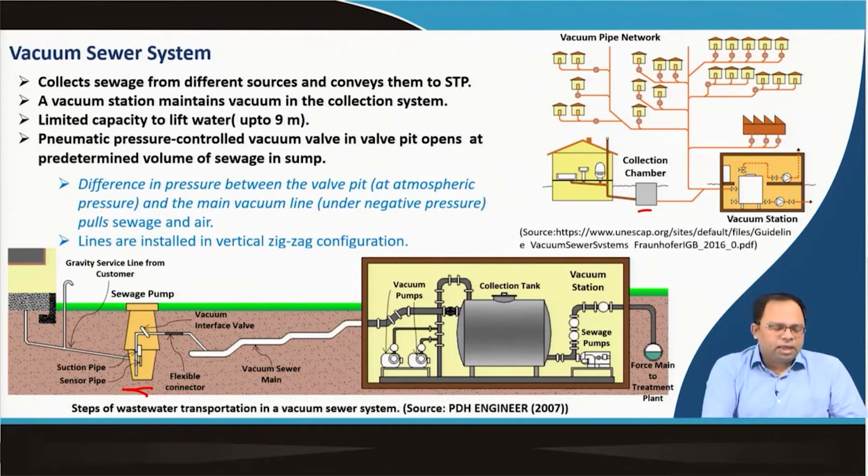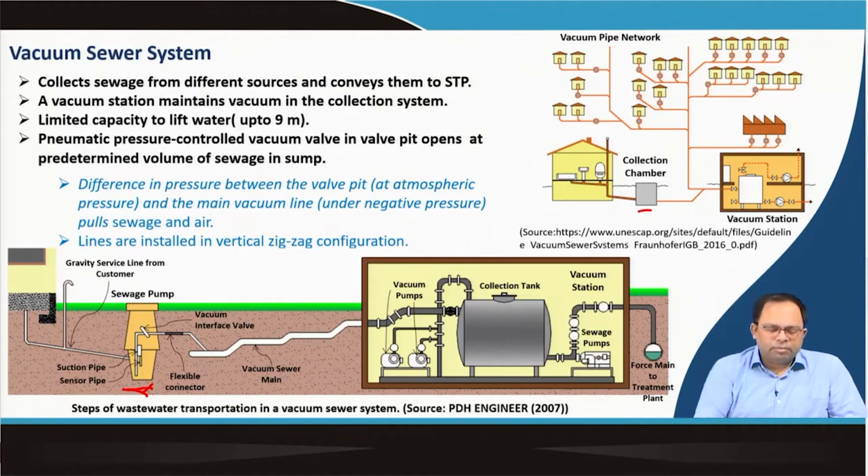So, what is happening is, the sewage that comes out of the building is first stored in this particular pit, and when it gets filled to a certain level, this valve opens, and it makes sure that the pump is connected with this particular vacuum network. Because the valve is now open, the vacuum is able to suck the sewage from that pit into the system. So, that is how this entire system works. The difference in pressure between the valve pit, which is at atmospheric pressure, and the main vacuum line, which is under negative pressure, pulls the sewage and also air into the system.